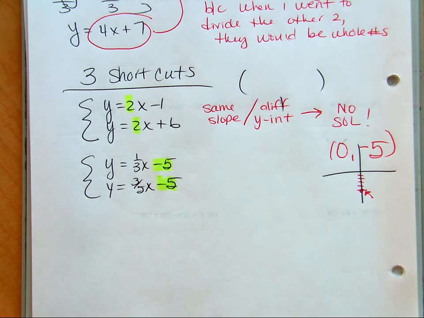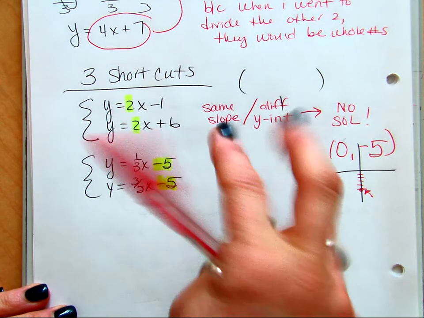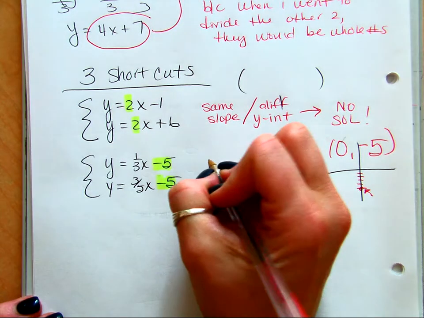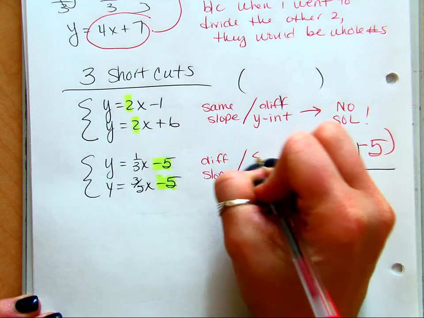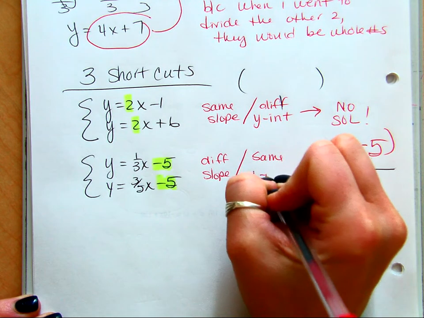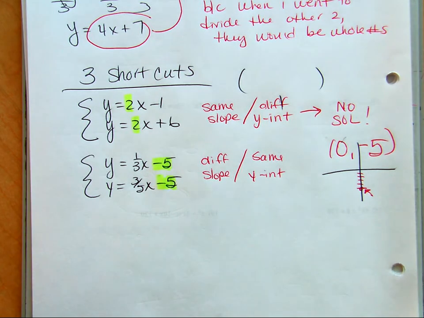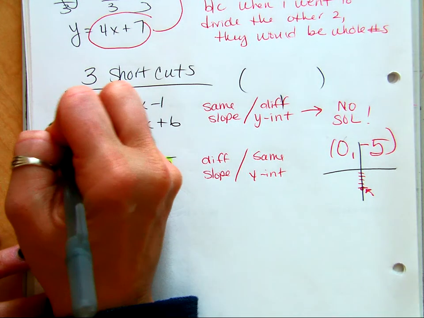So this one is the flip-flop of this, isn't it? It's different slope, but what? Same y-intercept, right? And then, so this is shortcut number 1. This is shortcut number 2.